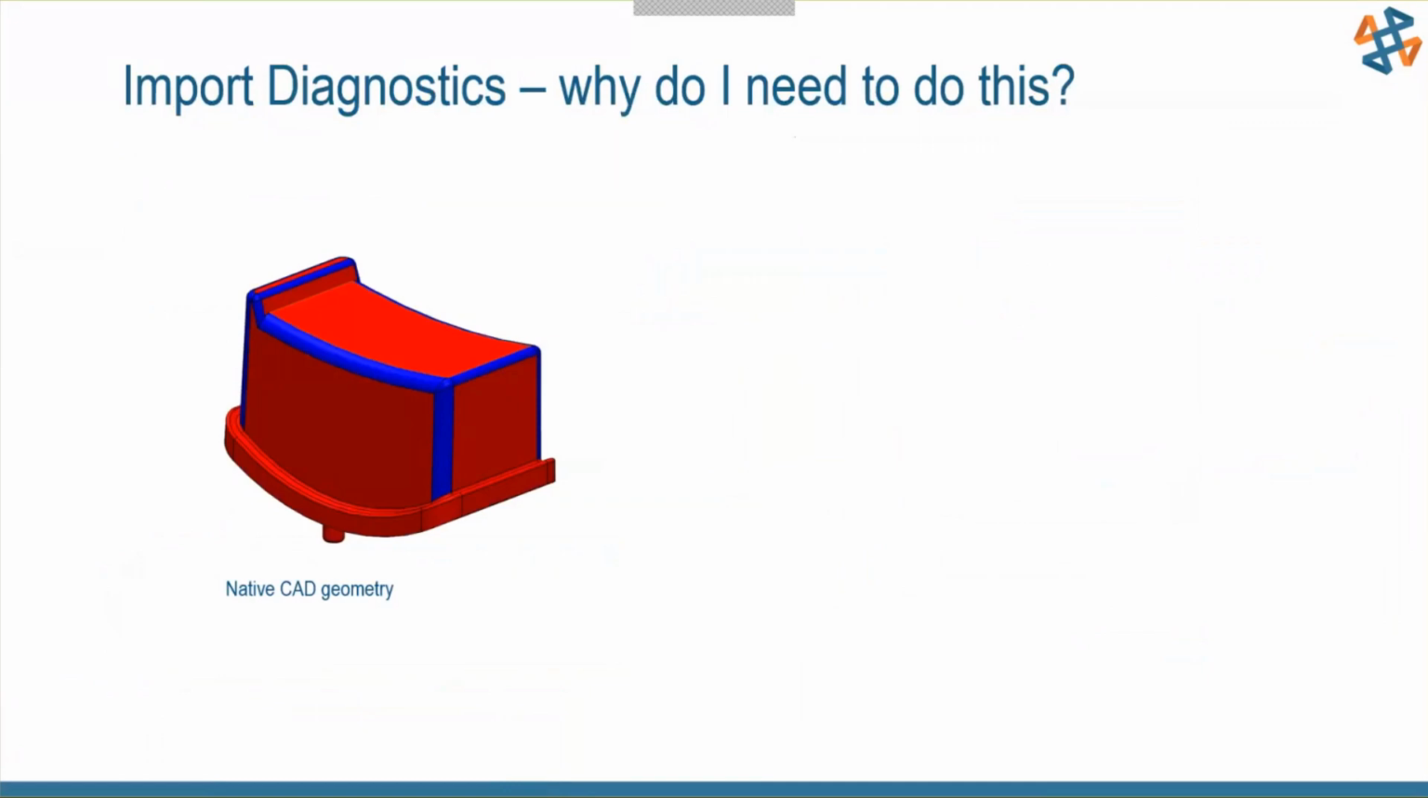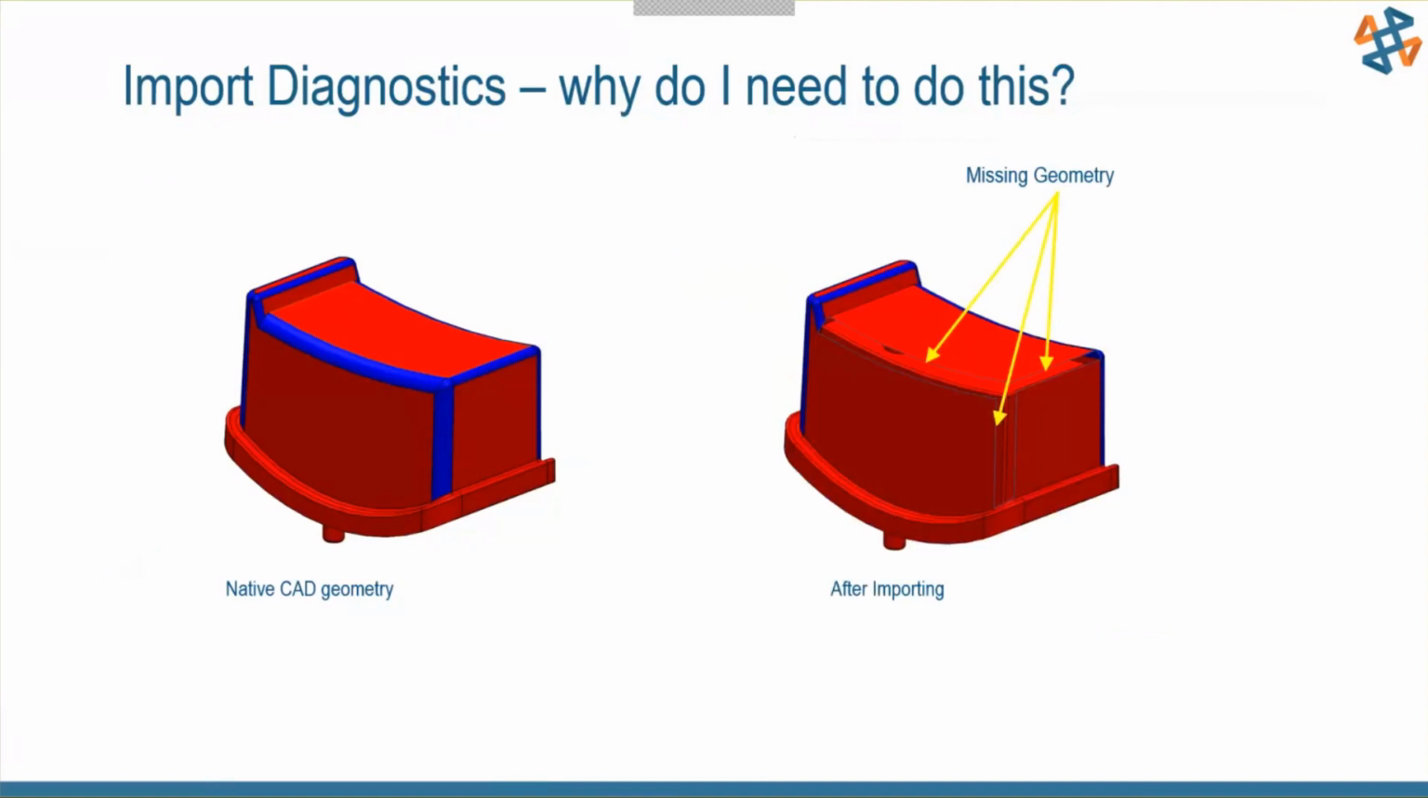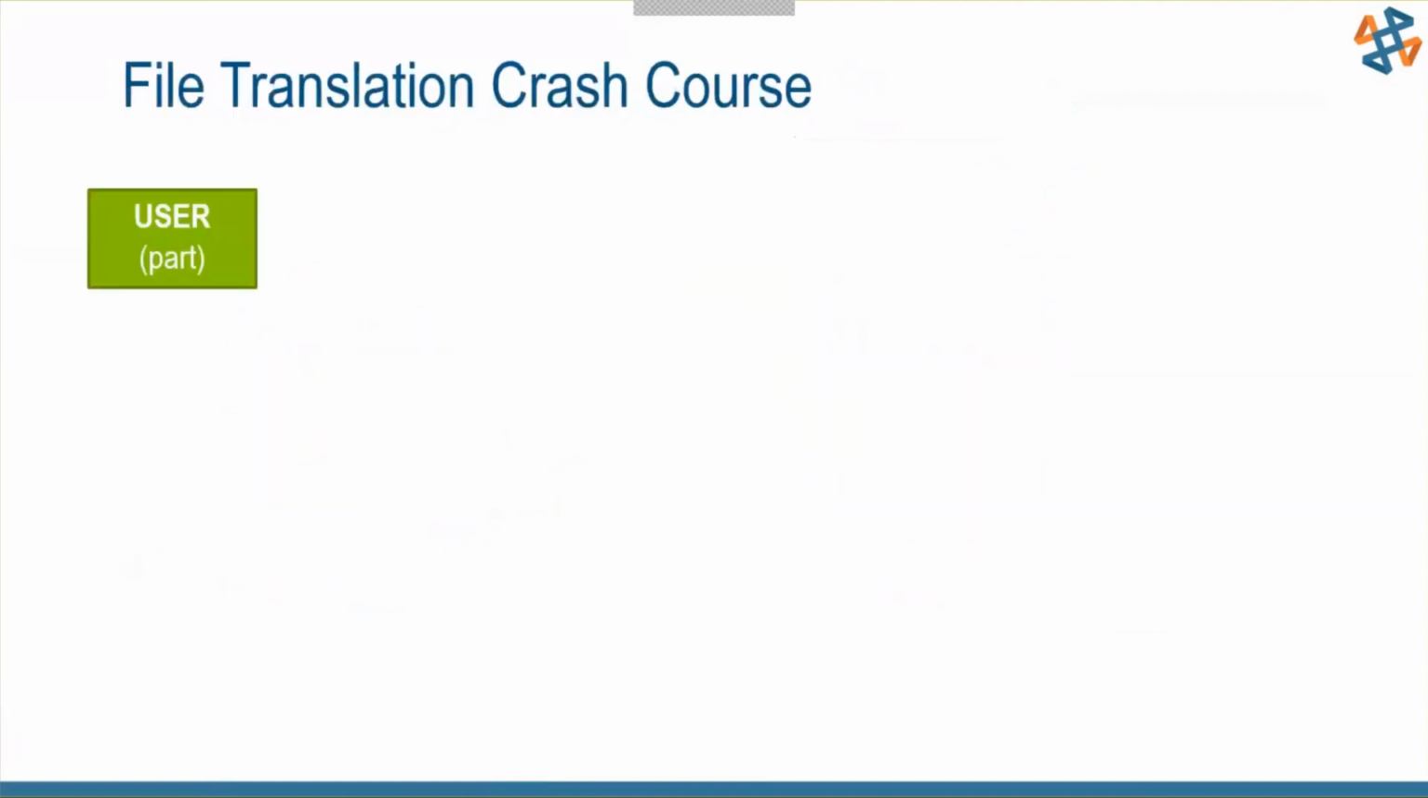So right now, you might have opened up a native CAD geometry like this, maybe that you thought was supposed to be a solid model, only to then see it with a bunch of surfaces. So let's talk about why that's the case. To really understand why we might have translation problems, let's look at the process.